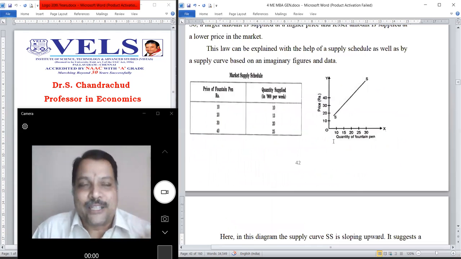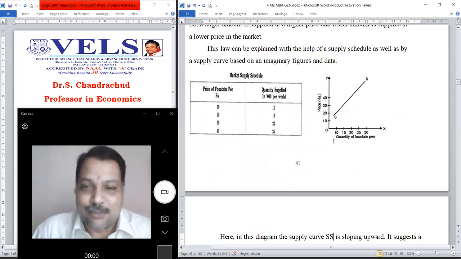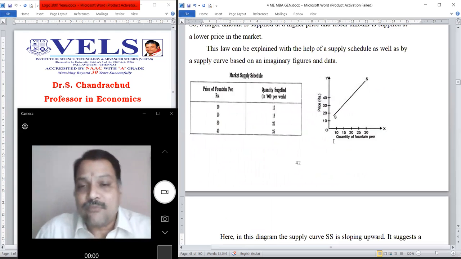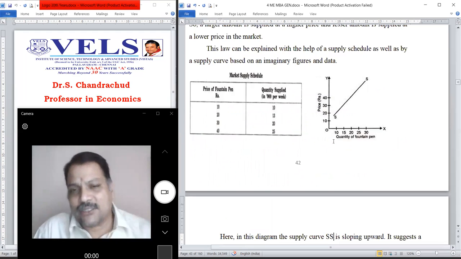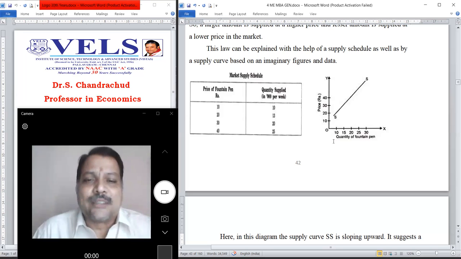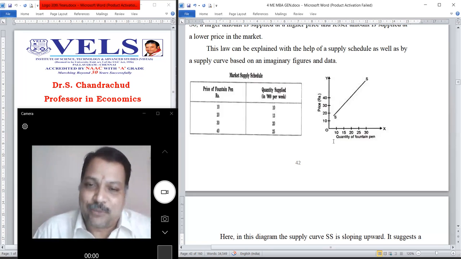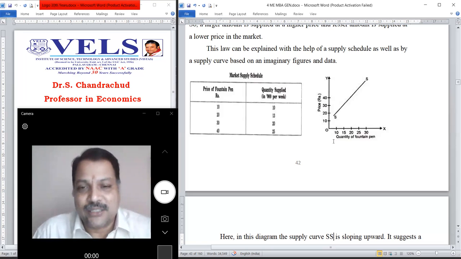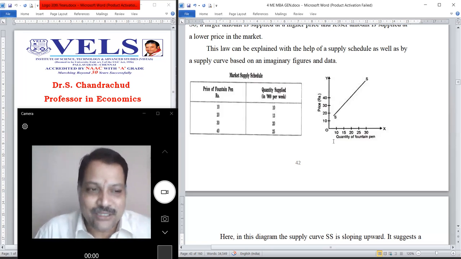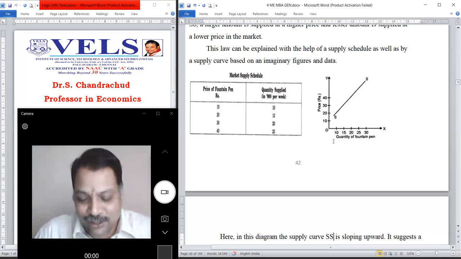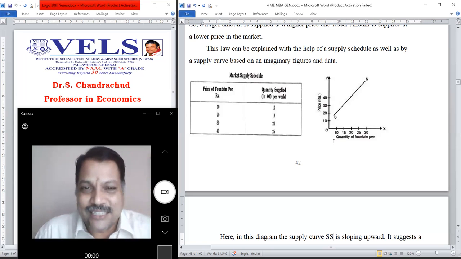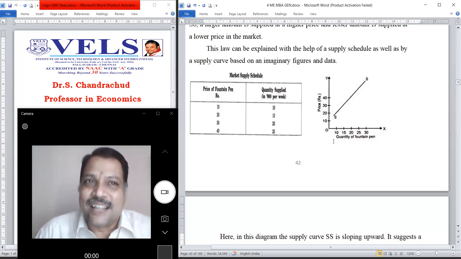In order to explain the law of supply, we prepare a supply schedule. Consider the price of a fountain pen. Suppose it is 10 rupees, the quantity supplied will be 10. Suppose it is 20, then it is 13. Suppose the price of the fountain pen is 30, it is 20. Why does it keep on increasing? Because there is demand. People are demanding more, so the supply is given for that particular thing. Whenever there is an increase in price, there will be an increase in supply also.